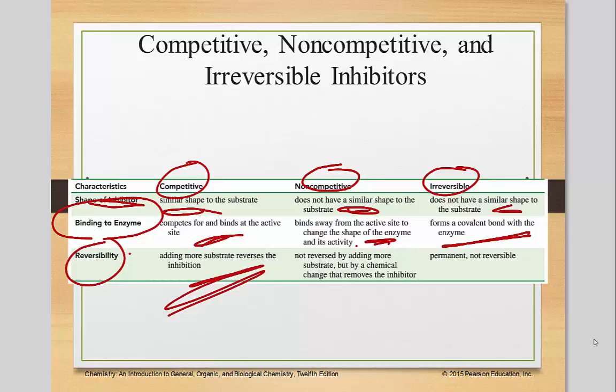For reversibility, adding more substrate could reverse the competitive inhibition. The non-competitive is not reversed by adding more substrate, but you could do a chemical reaction to remove the inhibitor. And then the irreversible is permanent.